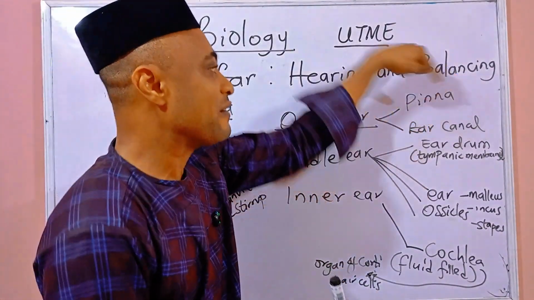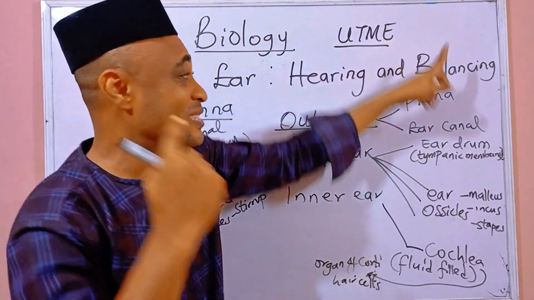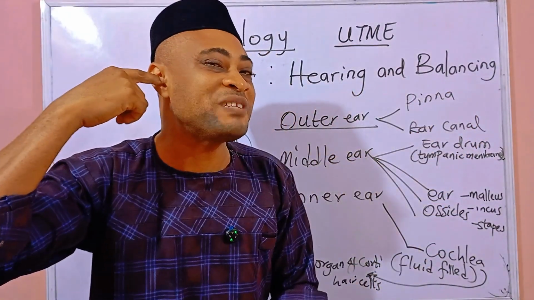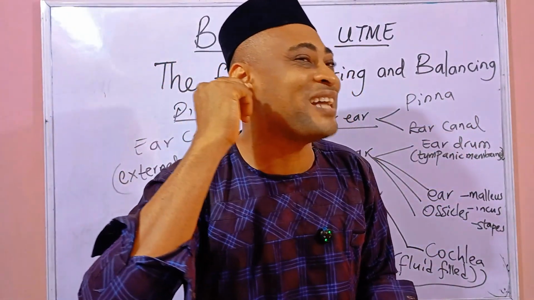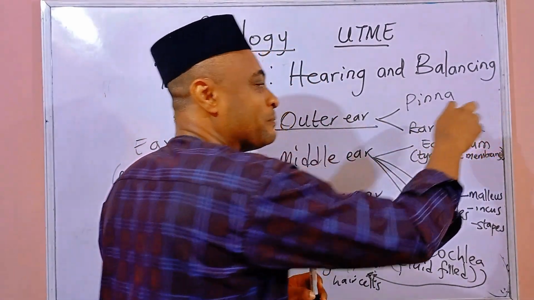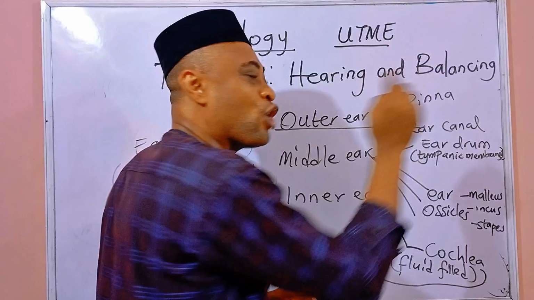So when sound comes through this outer part, you see, this pinna, it passes through the pinna, and it passes through something that looks like a canal. If you look at it, look at your ear right now, you see it like a canal. It passes through this. And once the sound passes through this, it goes to the eardrum.